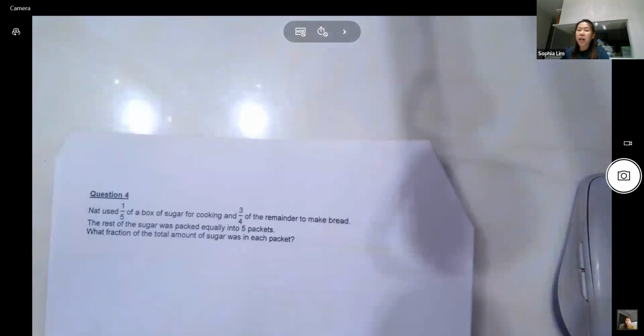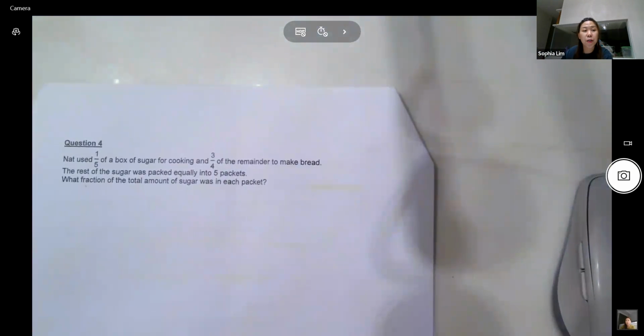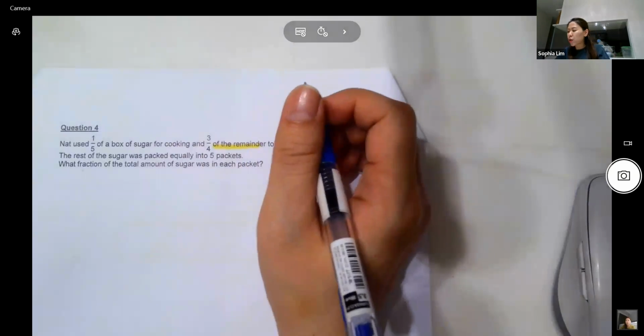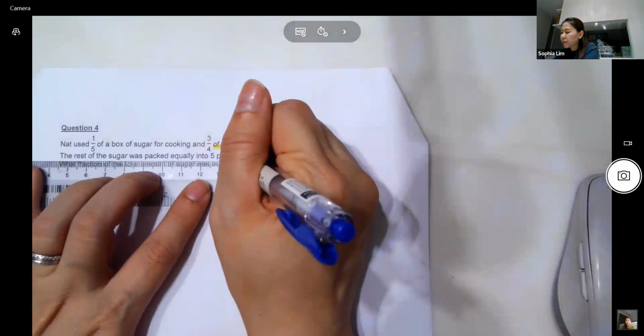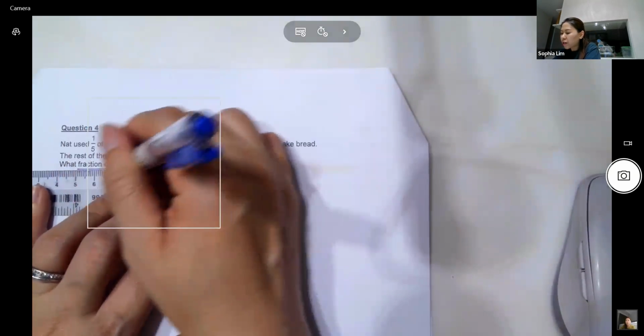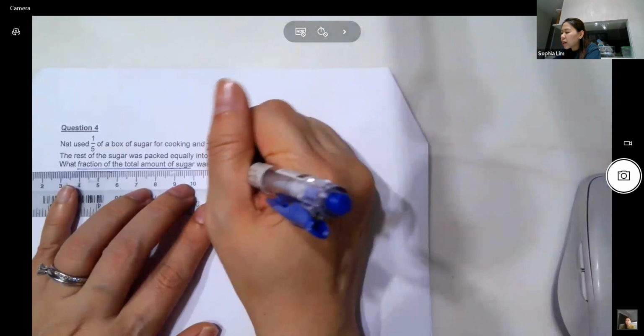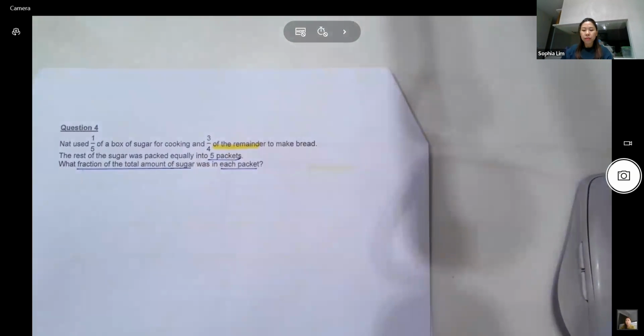In your revision, you can also go through with me, and I will give you more work to try now. Net used 1/5 of a box of sugar for cooking and 3/4 of the remainder to make bread. The rest of the sugar will pack equally into 5 packets. What fraction of the total amount of sugar was in each packet?